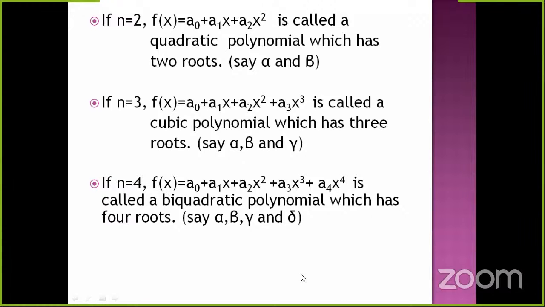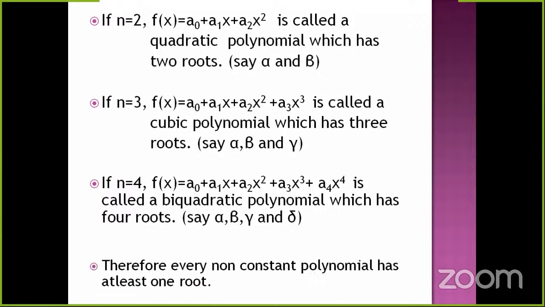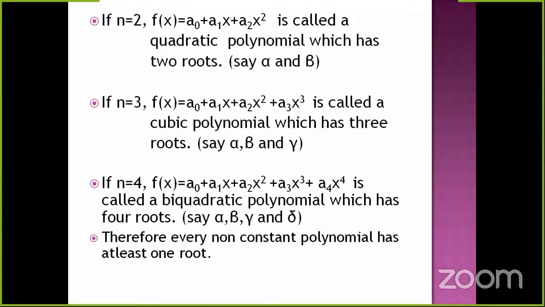If n is equal to 5, it is called a fifth degree polynomial. If n is equal to 6, it is called a sixth degree polynomial, and so on. If n is equal to n, it is called an nth degree polynomial. So what you have observed is that only a constant polynomial has no roots, but every non-constant polynomial has at least one root. So we can conclude that every non-constant polynomial has at least one root.